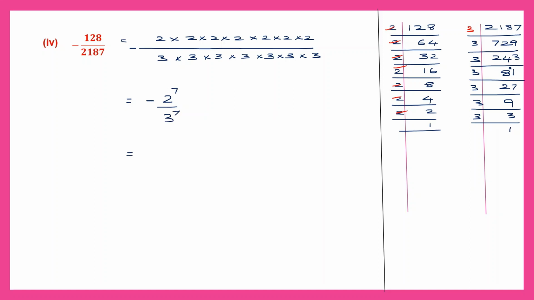Since both are raised to the power of 7, we can put them together as 2 by 3, the whole thing raised to the power of 7. We have a minus sign before that. So let's write 2 by 3, the whole thing raised to the power of 7. So this is our final answer.